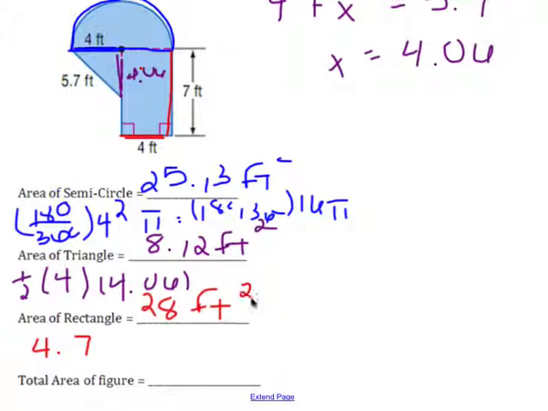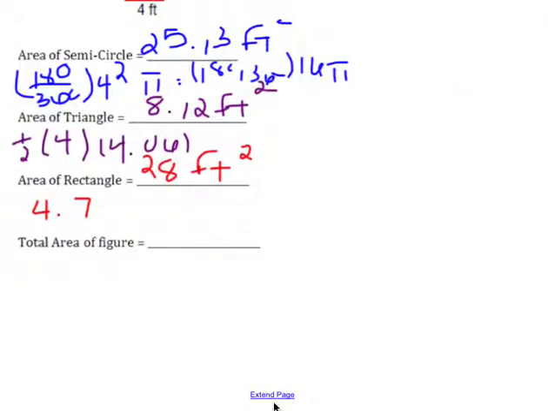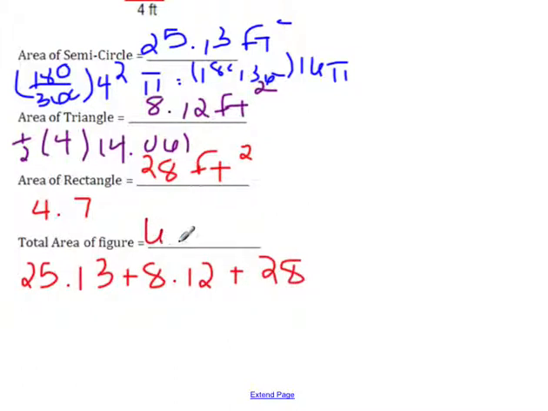Last but not least, we want to calculate the area of the total figure. So we're going to add all of our parts together. So we have 25.13 plus 8.12 plus 28. We're going to add each of those areas together, and when we do that, we end up getting 61.25. And again, our label is going to be feet squared. So we're just taking stuff that we had learned previously and putting it all together.